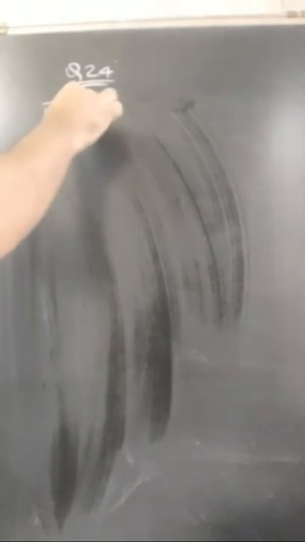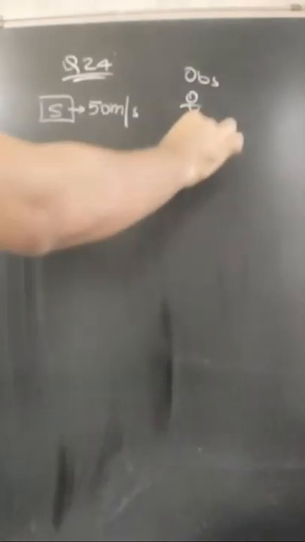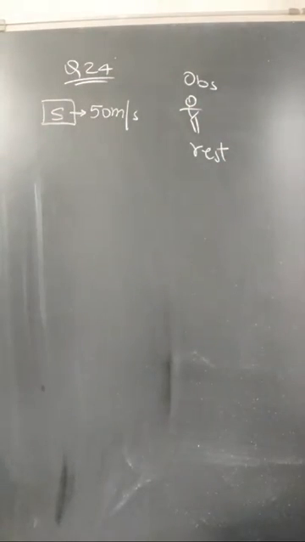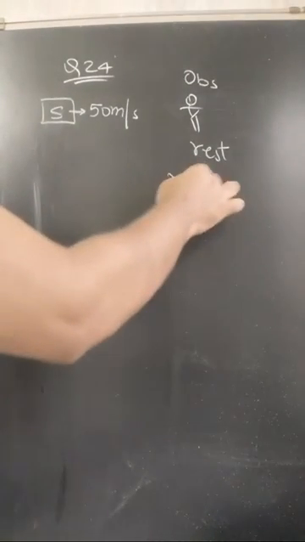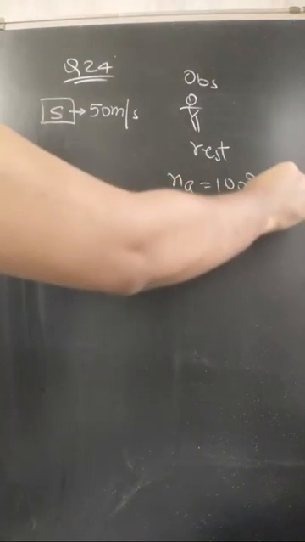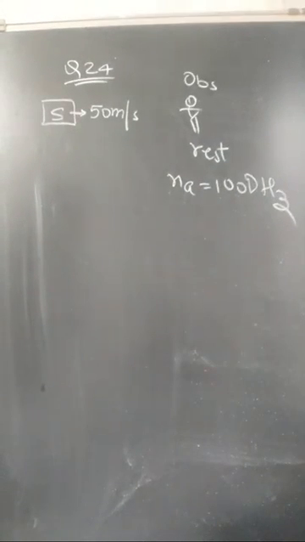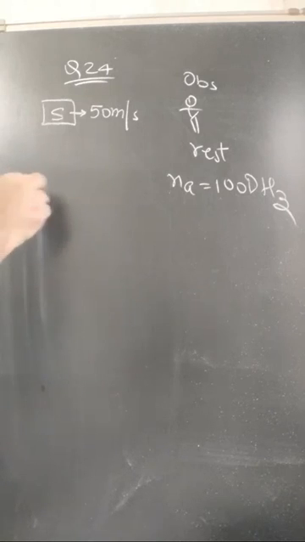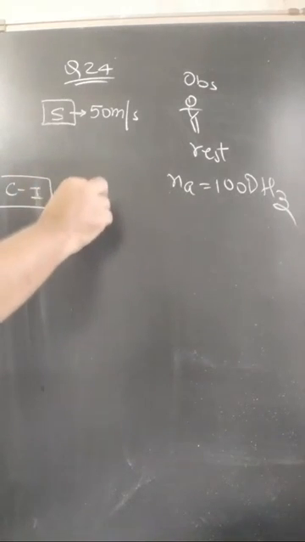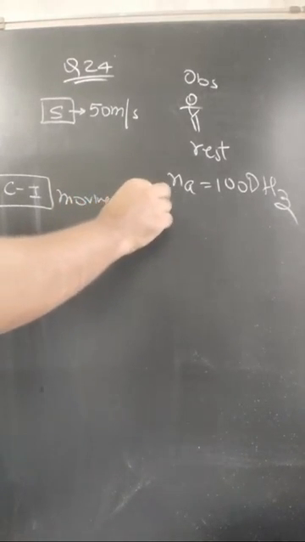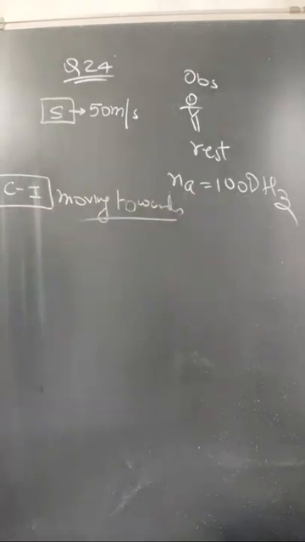A source of sound S is moving with a velocity of 50 meters per second towards a stationary observer. Observer is at rest. The observer measures the frequency. Observer measures means apparent frequency is 1000 hertz. What will be the apparent frequency of the source when it is moving away from the observer after crossing him? Alright, case 1, moving towards.